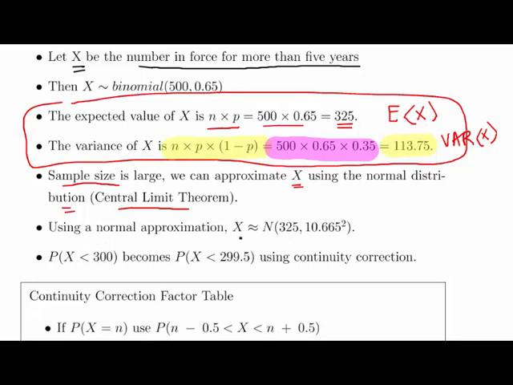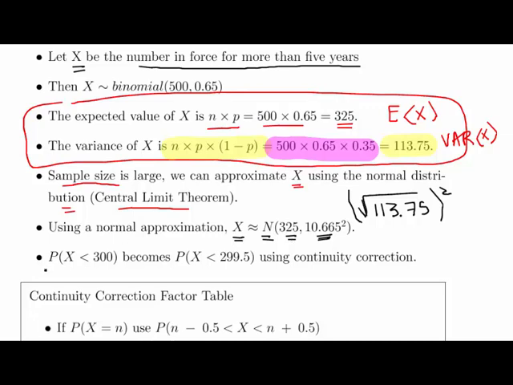So we're using the normal distribution, which is parameterized using the mean and the variance, which is the standard deviation squared. Here we write 10.665 squared, which is simply the square root of 113.75 squared. The reason we do that is just to make it obvious what the standard deviation is, because that's the figure we actually use. So we have 325 and 10.665.